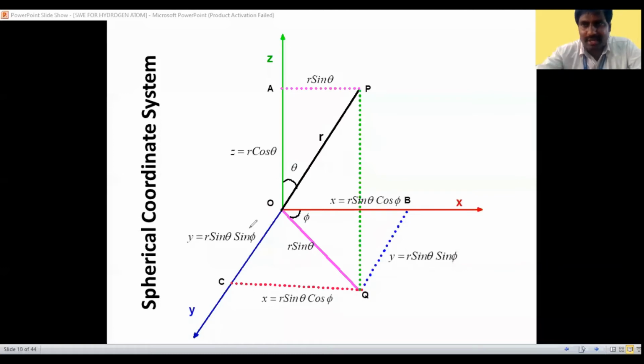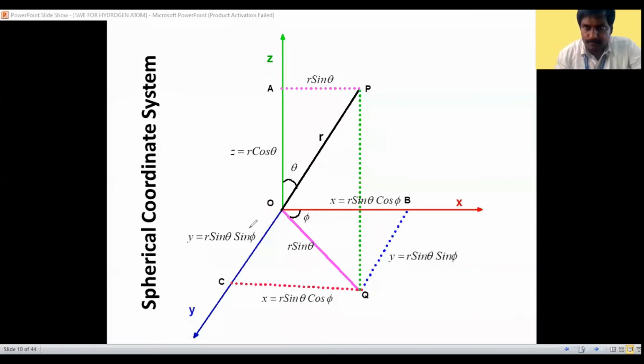See that we have converted the normal coordinate system to spherical polar coordinates, that is z is equal to r cos theta, x is equal to r sin theta cos phi, and y is equal to r sin theta sin phi.